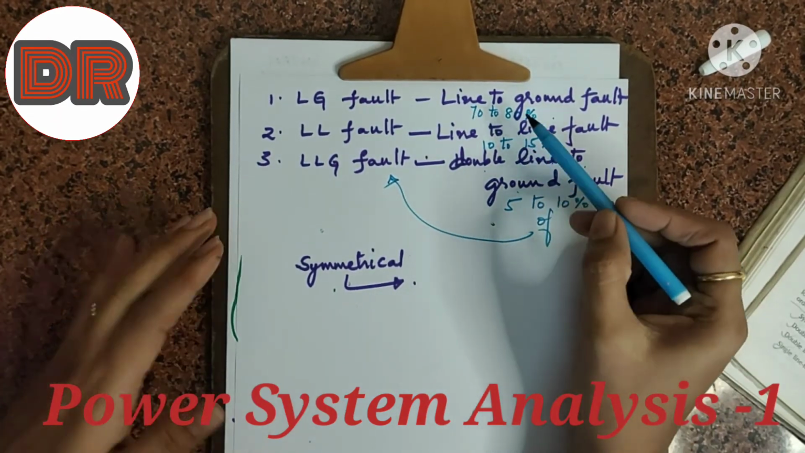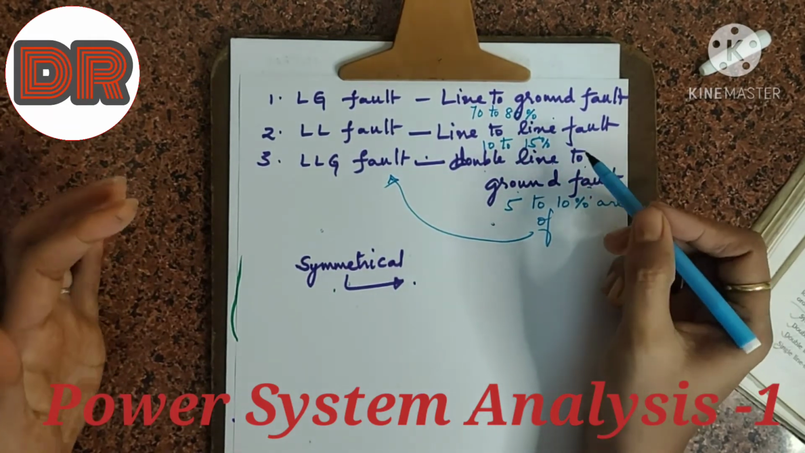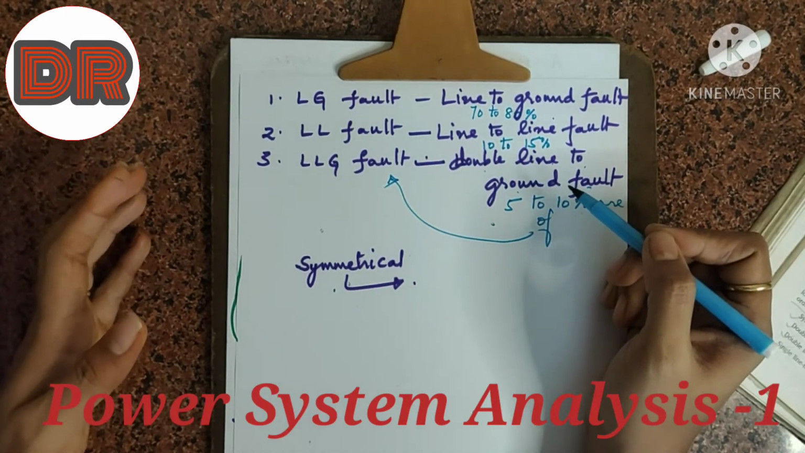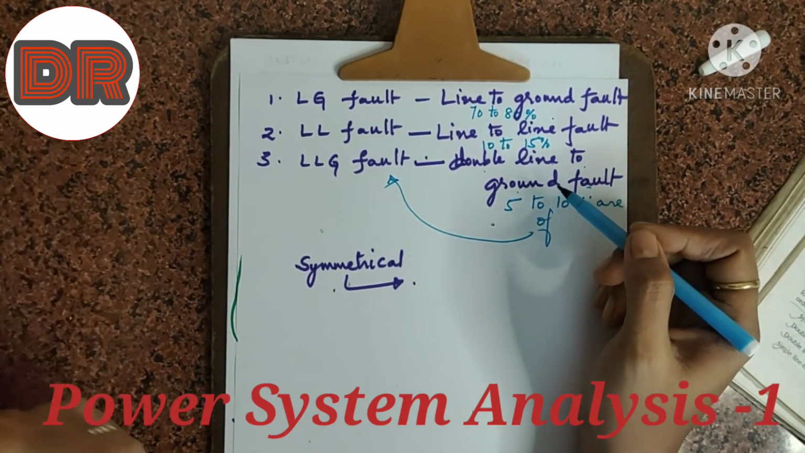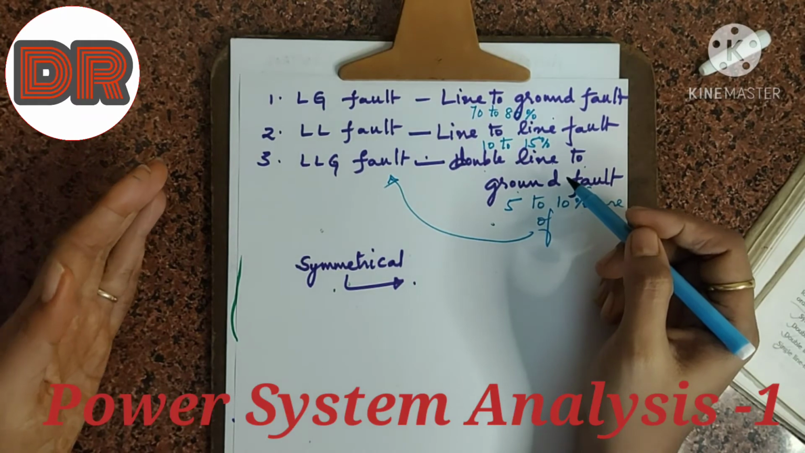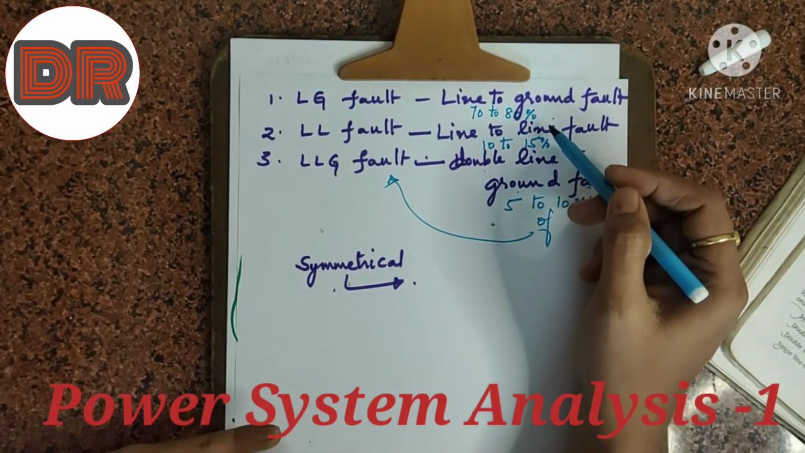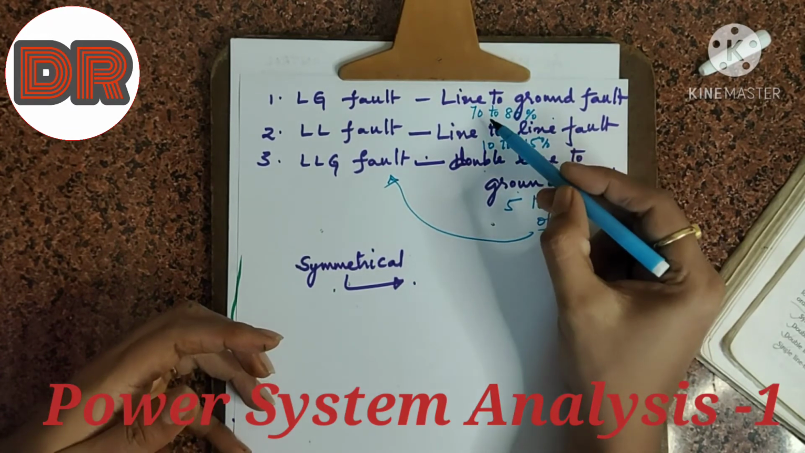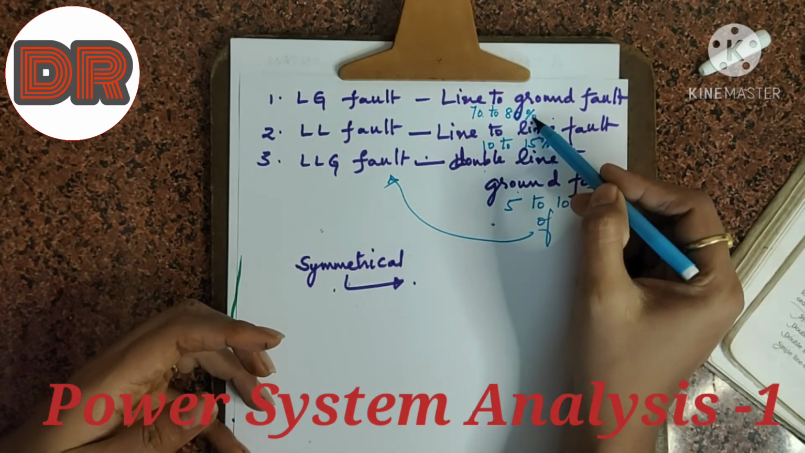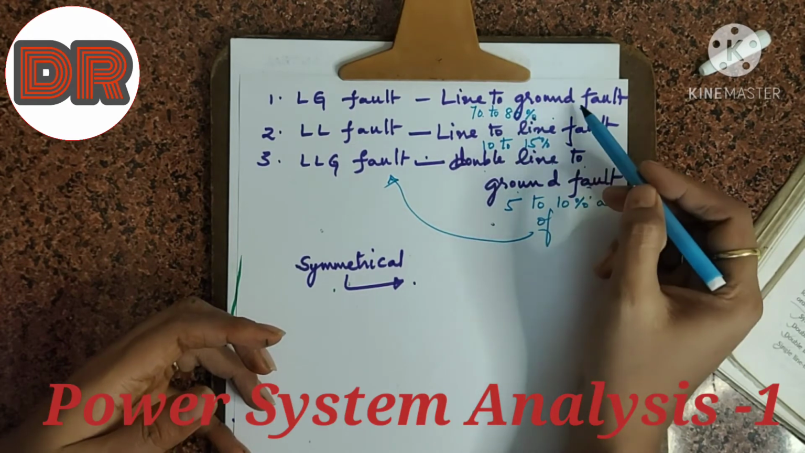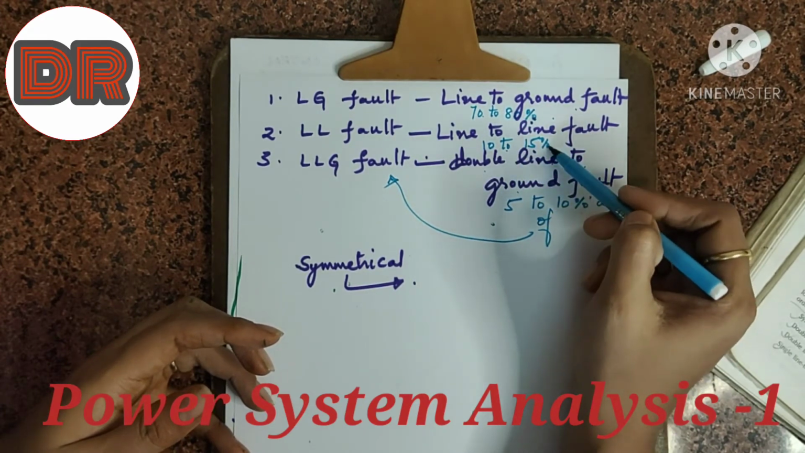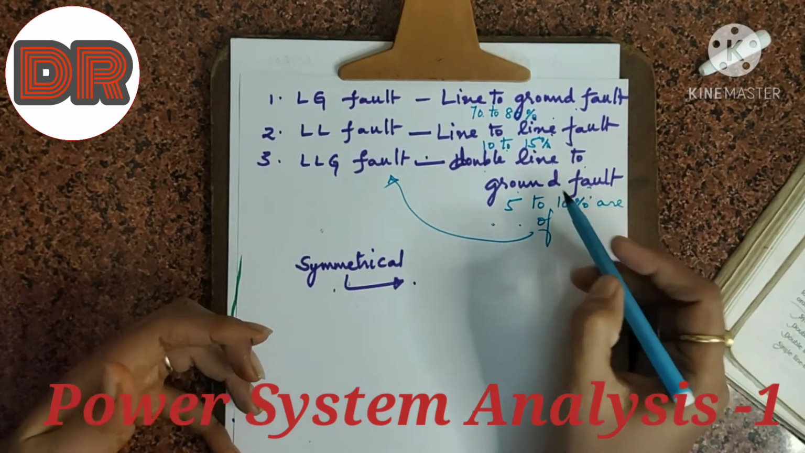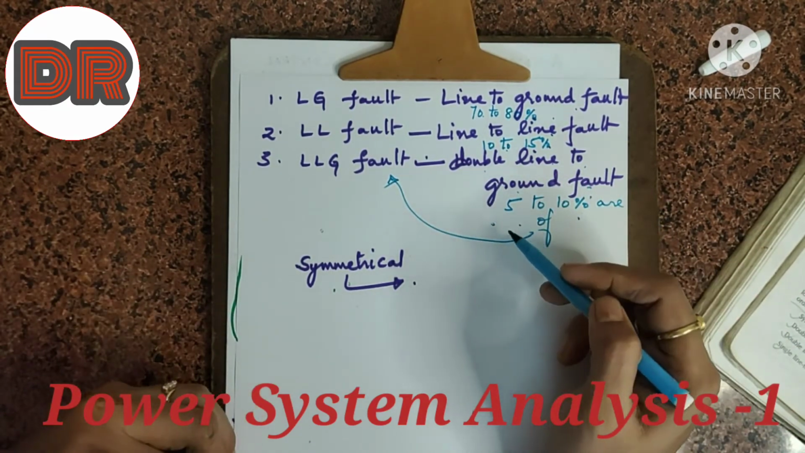And it's written here, out of the faults which are occurring in power system, most of the faults are unsymmetrical, and out of unsymmetrical faults again we have 3 types. According to the occurrence, around 70 to 80% of the unsymmetrical faults are line to ground, 10 to 15% are line to line, that is LL, and 5 to 10% are double line to ground, that is LLG fault.